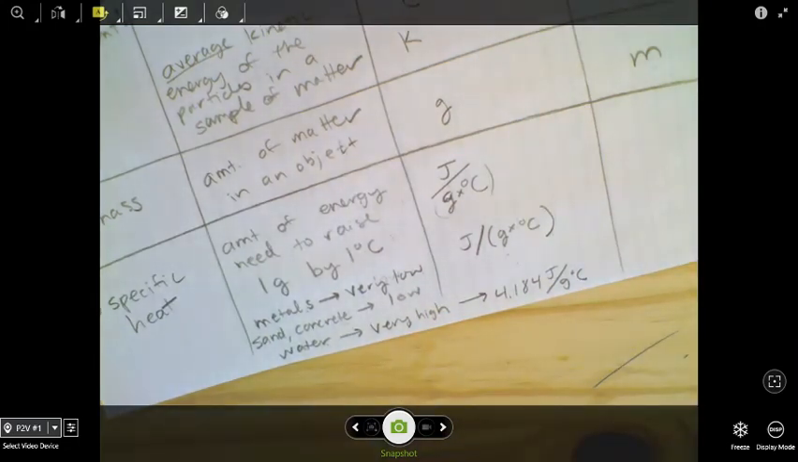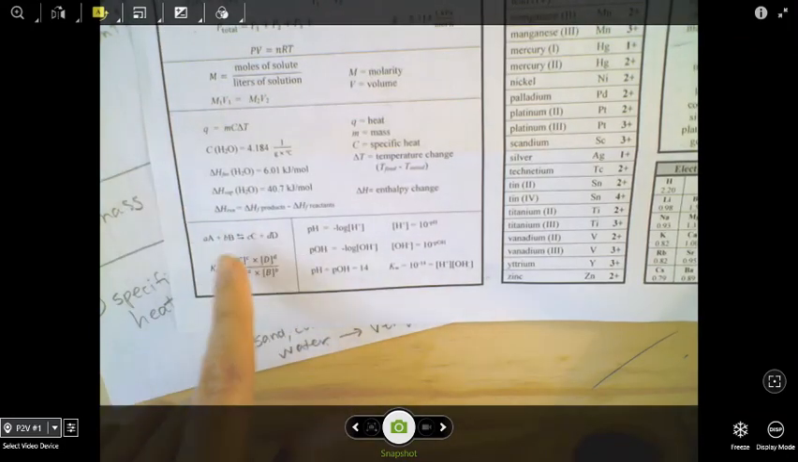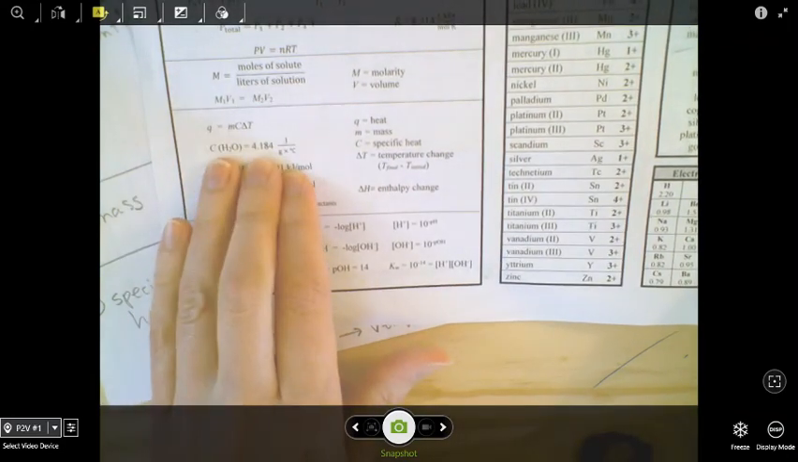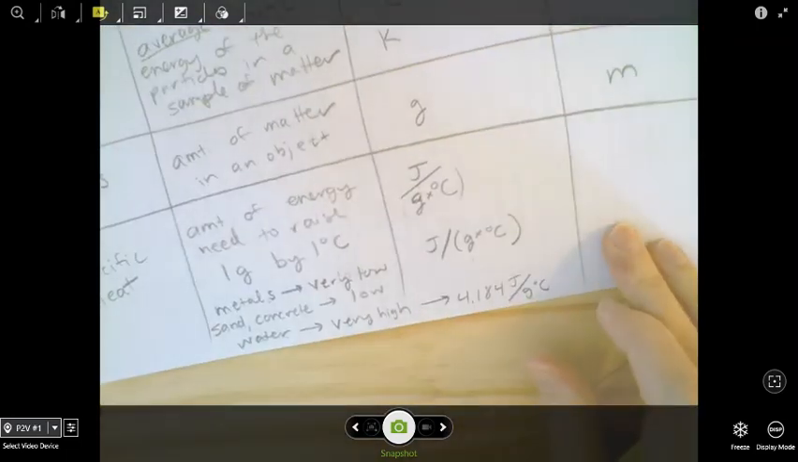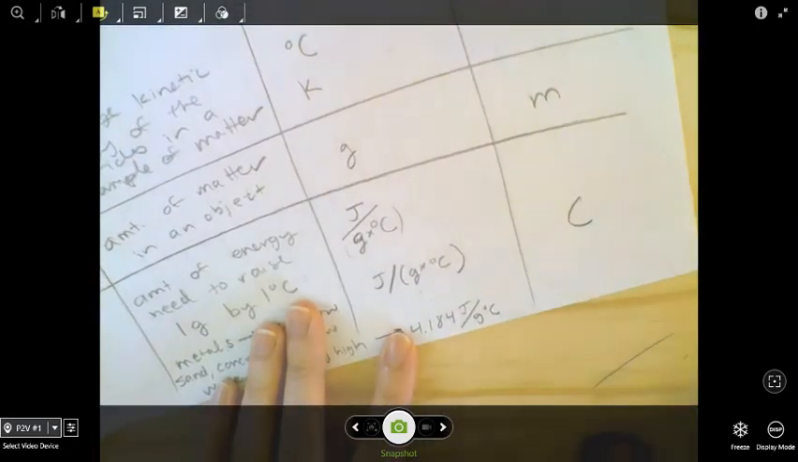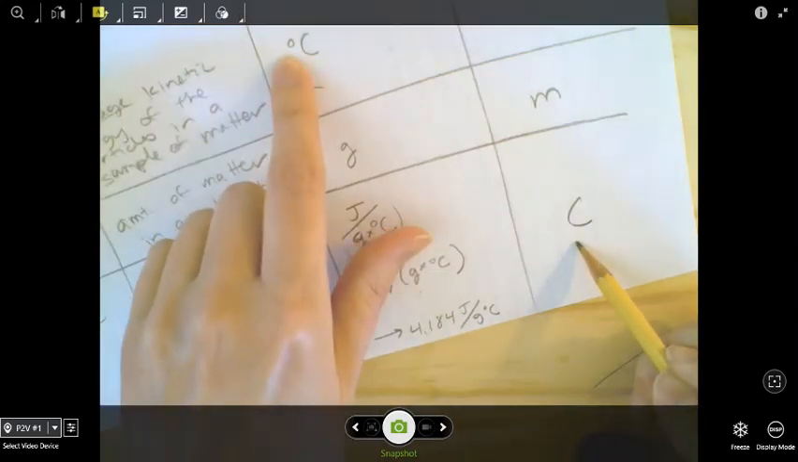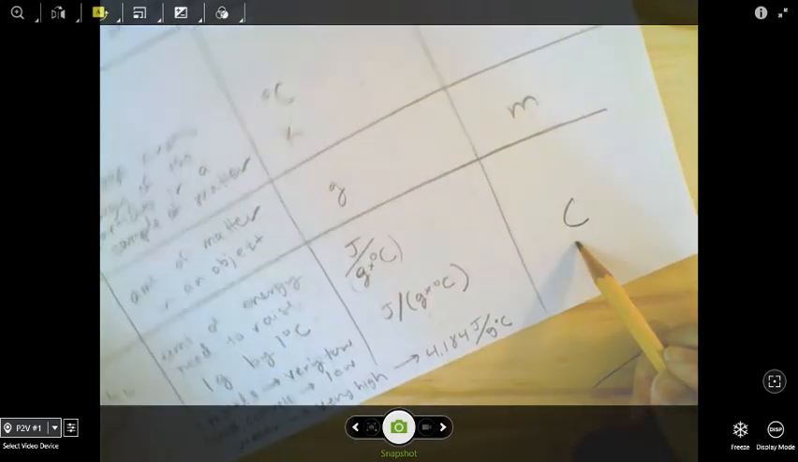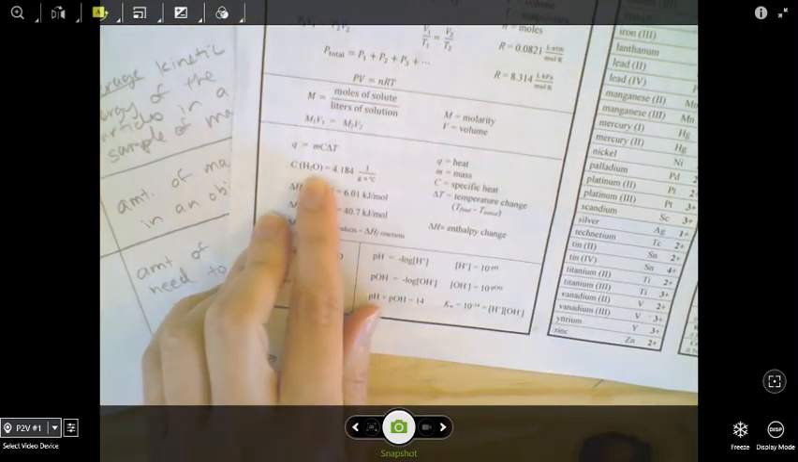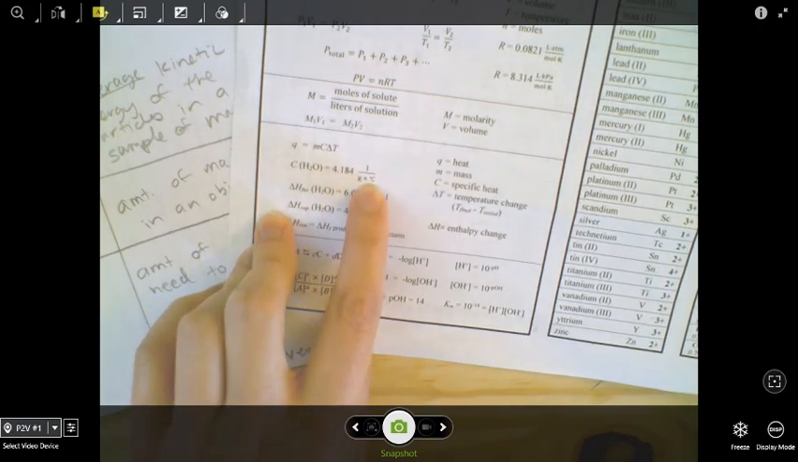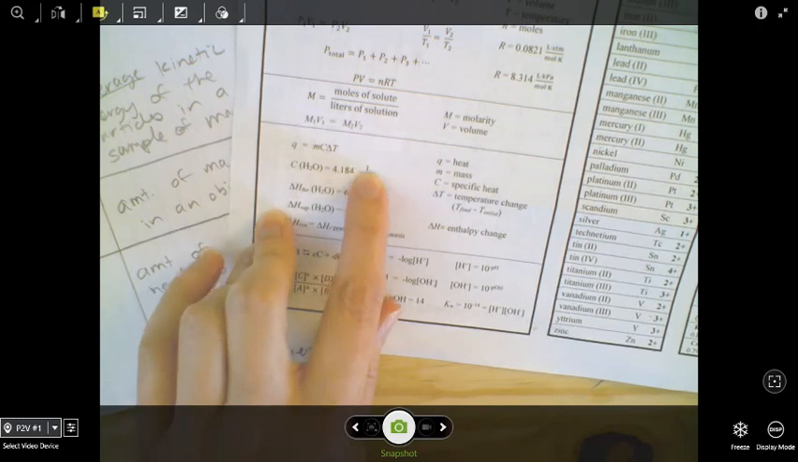I'll show you, that's actually on your pink sheet. Yeah, right here. The symbol we use for specific heat is a capital C. That is not Celsius. Celsius was a unit for temperature. Capital C means this is where you plug specific heat into the formula. So on your pink sheet, you can see C, which is specific heat for H2O, is 4.184 joules per gram degree Celsius. Again, this is just the unit. This is not a formula, okay?